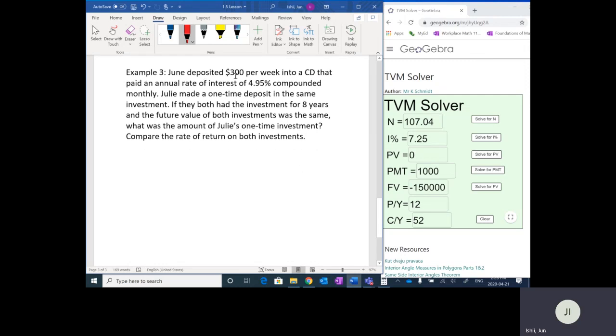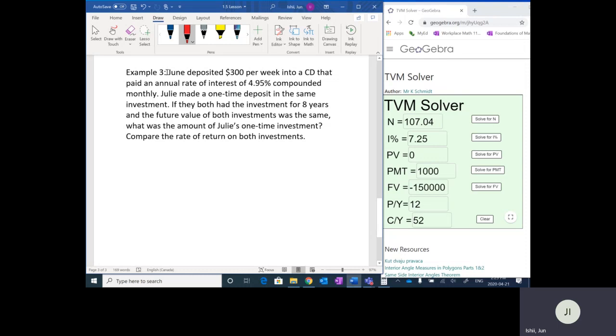Cool. All right, now this third example. Okay, so June deposited $300 per week into a CD that paid an annual rate of 4.9% compounded monthly. Julie made a one-time deposit in the same investment. So if they both had the investment for 8 years and the future value were both the same, what was the amount of Julie's one-time investment? All right, and then compare the rate of return on both investments. All right, so this is a lot of stuff happening here. So let's just kind of break this down. So they have the same future value, and we want to find Julie's one-time investment.